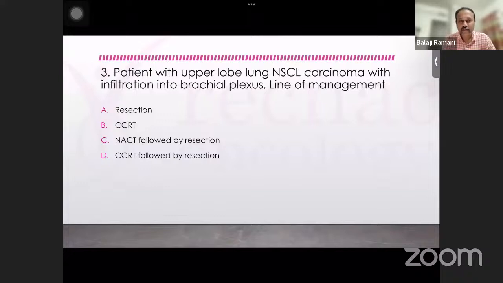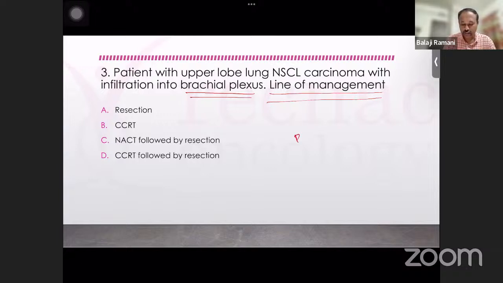Then the next question is going to be on a patient with an upper lobe non-small cell lung cancer with infiltration into the brachial plexus. What is going to be the next line of management? Now, this is classically the lesion where you will get your Pancoast kind of tumor. Pancoast tumor comes up repeatedly in examination. Some variety of this question will be asked. It may be brachial plexus, it may be the rib, it may be the vertebra, something like that will be mentioned. Now, remember, Pancoast by itself can be stage 3 or stage 4, depending on the structures it involves based on the staging.